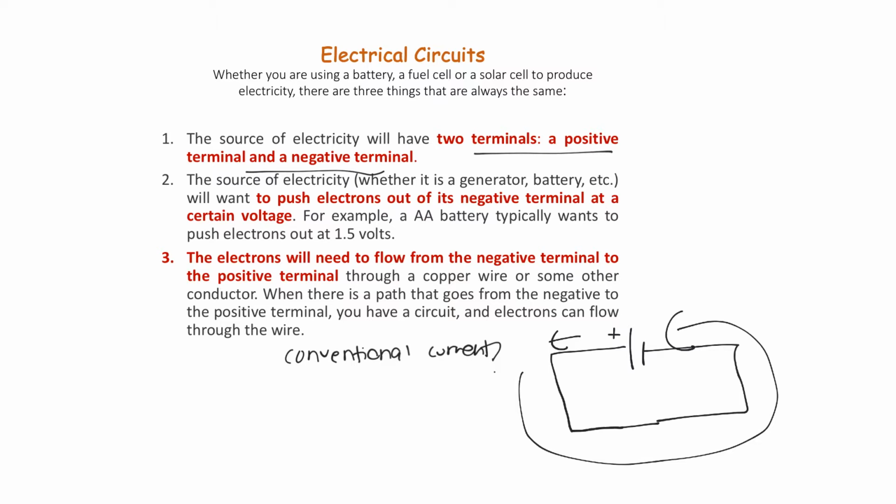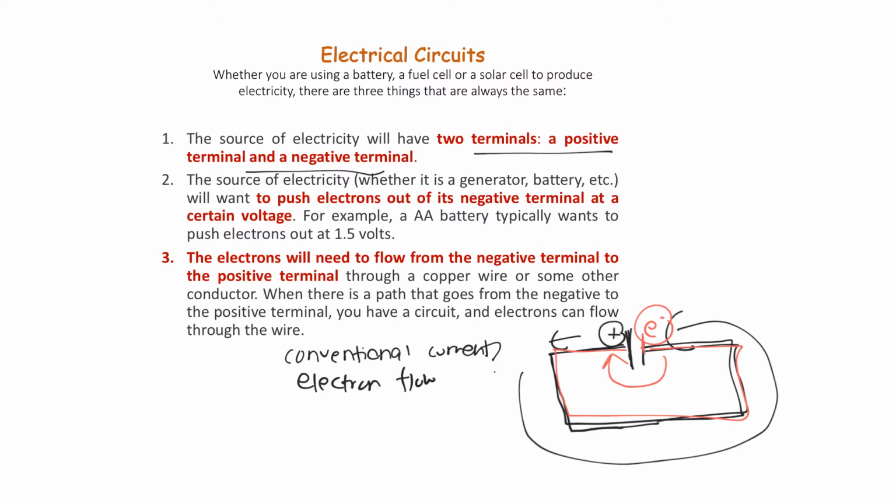Yes, the conventional current is going to move from the positive terminal to the negative terminal. That's what we call conventional current flow. If we have electron flow, it is going to be in the opposite direction to the conventional current flow, which means the electrons are going to move from the negative towards the positive. Why? Because an electron is a negative charge, so it is going to be attracted to the positive terminal and repelled by the negative terminal.